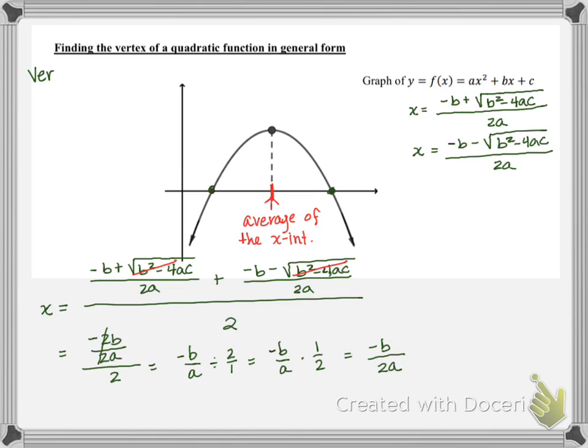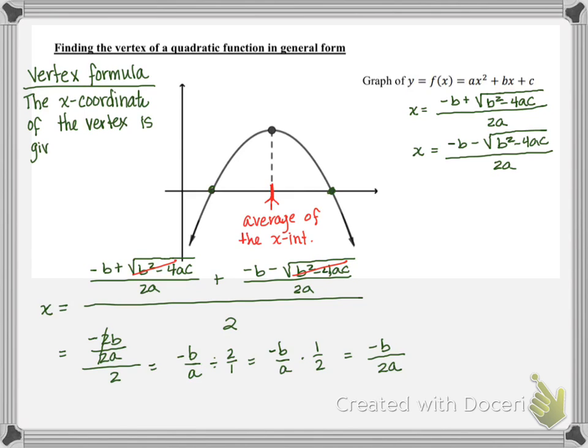We call this the vertex formula. The x-coordinate of the vertex is given by x equals the opposite of b over 2a.